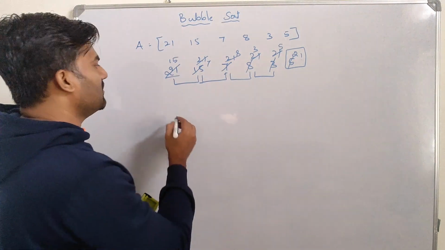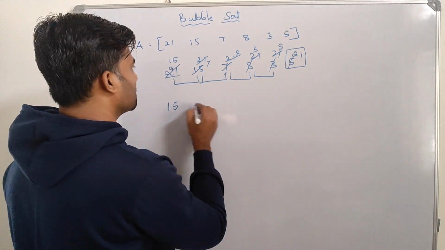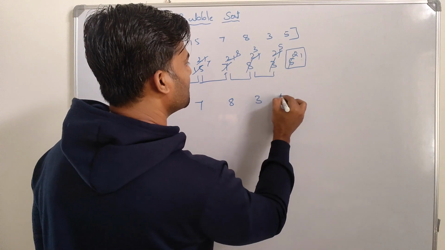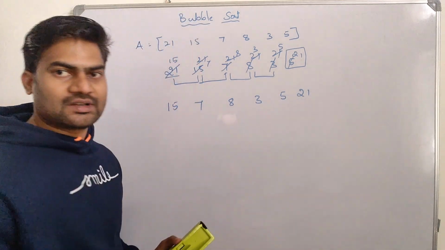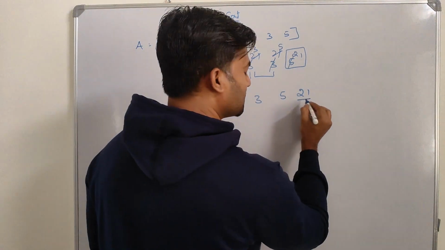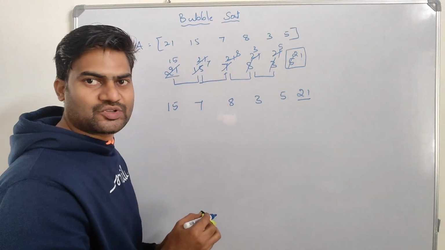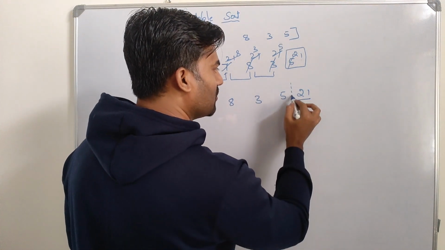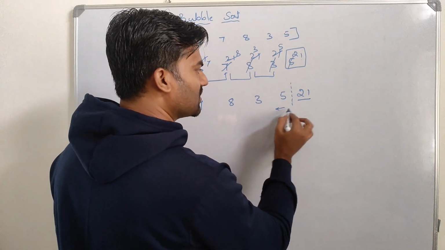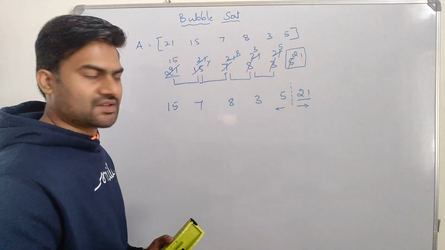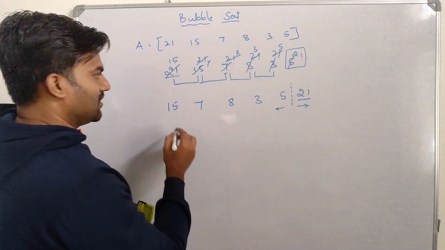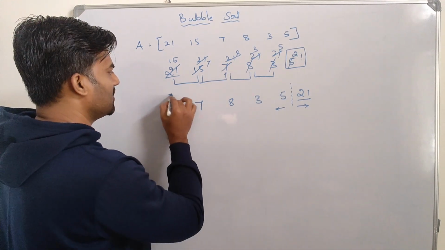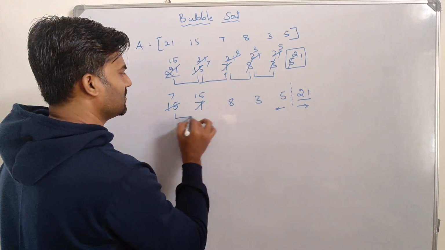Now let us see the second iteration. At the end we have 15, 7, 8, 3, 5 and 21. Since this element is already in its sorted position, we don't need to repeat this process till here. This is the unsorted section and this is the sorted section. Again we will start from here. Out of these two, which one is bigger? 15 is bigger, so I will swap them. So this is the first one.